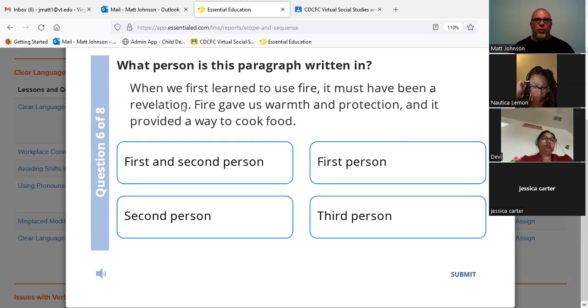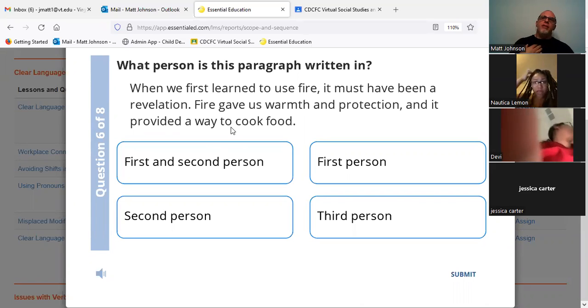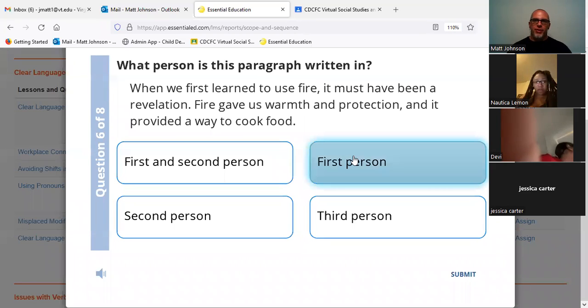And then what person is this paragraph written in? When we first learned to use fire, it must have been a revelation. Fire gave us warmth and protection, and it provided a way to cook food. First person. First person, right? So we is including me, right? Us. So yeah, us. So that's going to be first person. I am talking about myself as part of this group.